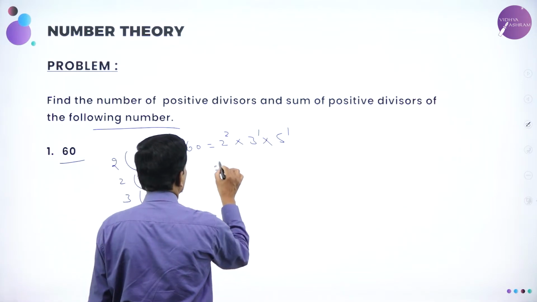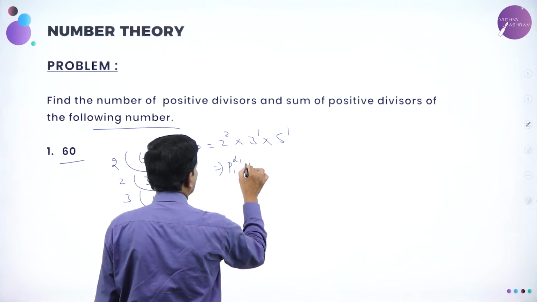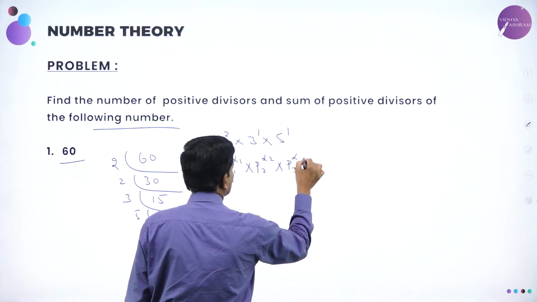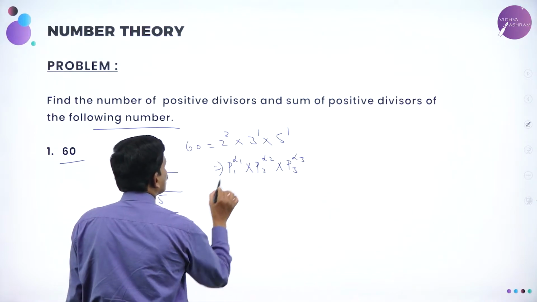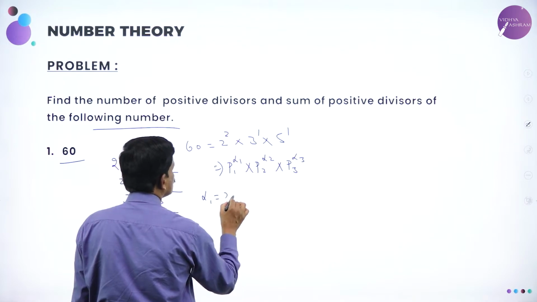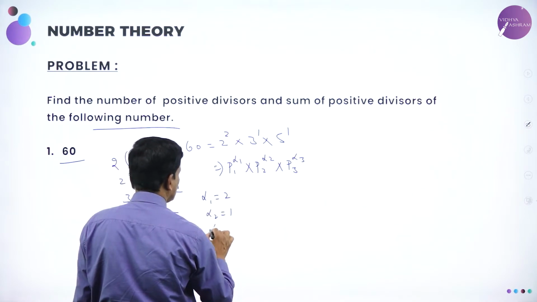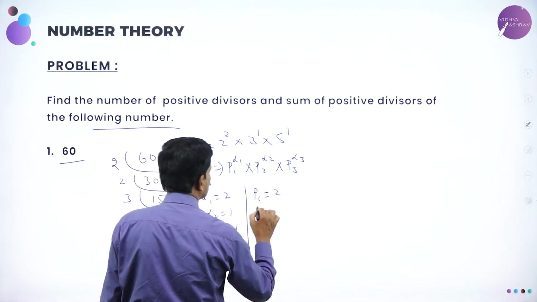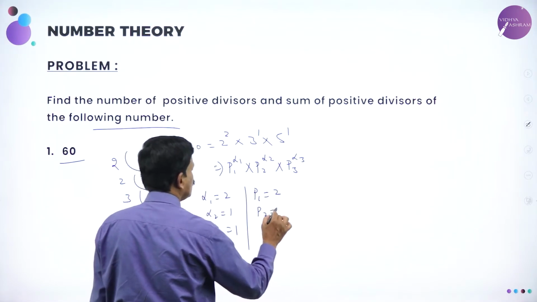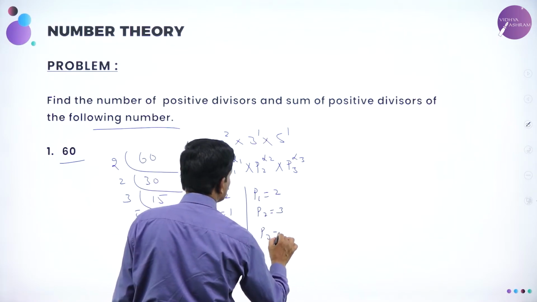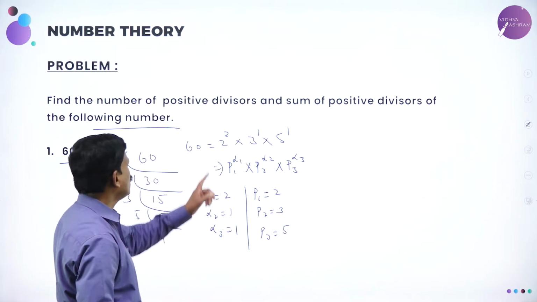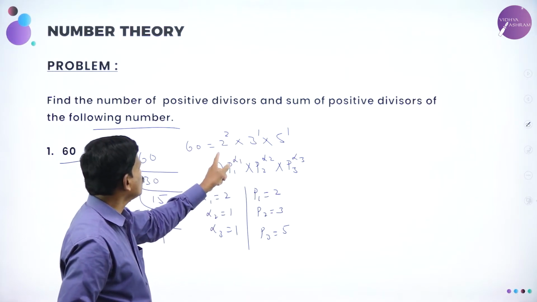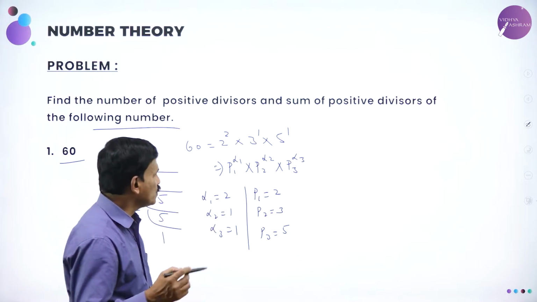Now, this is of the form P1 to the power of alpha 1 into P2 to the power of alpha 2 into P3 to the power of alpha 3. Now, what is alpha 1? Alpha 1 is 2, alpha 2 is equal to 1, alpha 3 is also equal to 1, whereas P1 is equal to 2, P2 is equal to 3 and P3 is equal to 5. See here, alpha 1, alpha 2, alpha 3 are 2, 1, 1 and P1, P2, P3 are 2, 3 and 5. Now, let us find out the first one.